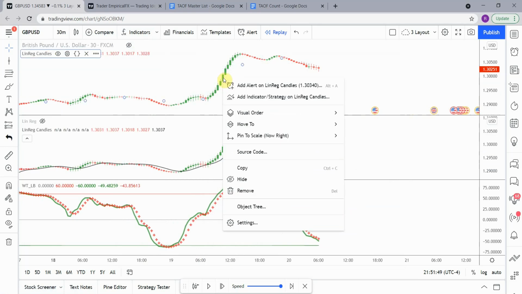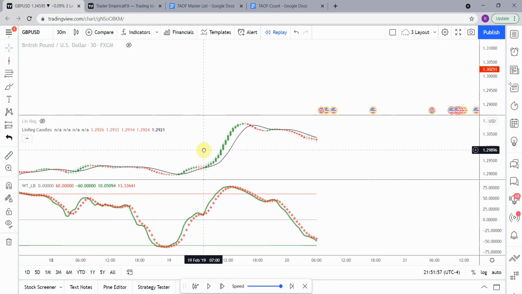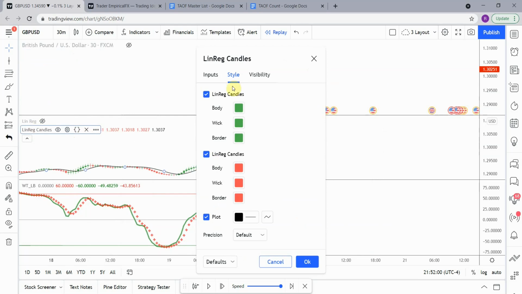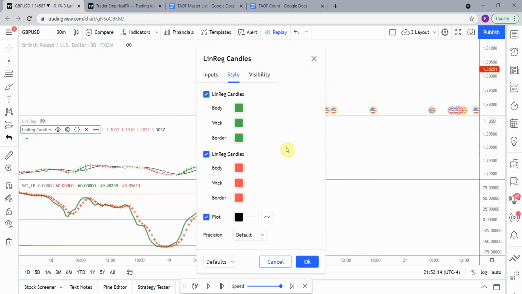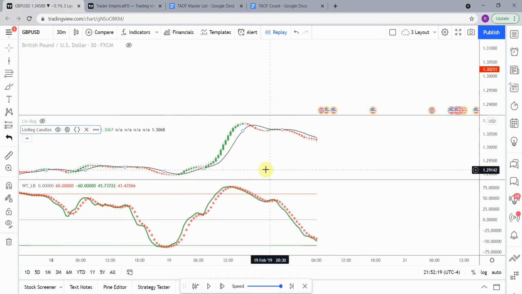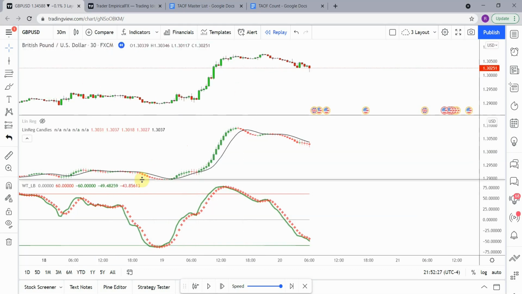Then what I did was I did a right click, I moved to new pane down below. Once I did that, it dropped it down here into this pane. Once I did that, I did some slight modifications, and so these are the inputs. Signal smoothing of 9, the linear regression length is 15, and we have these 2 check marks. In the style, I did go in and change the plot, which is the line that runs with it right there, to black, so that you could see it instead of being white. So that's the first indicator that we are going to use. Turn back on price action there.